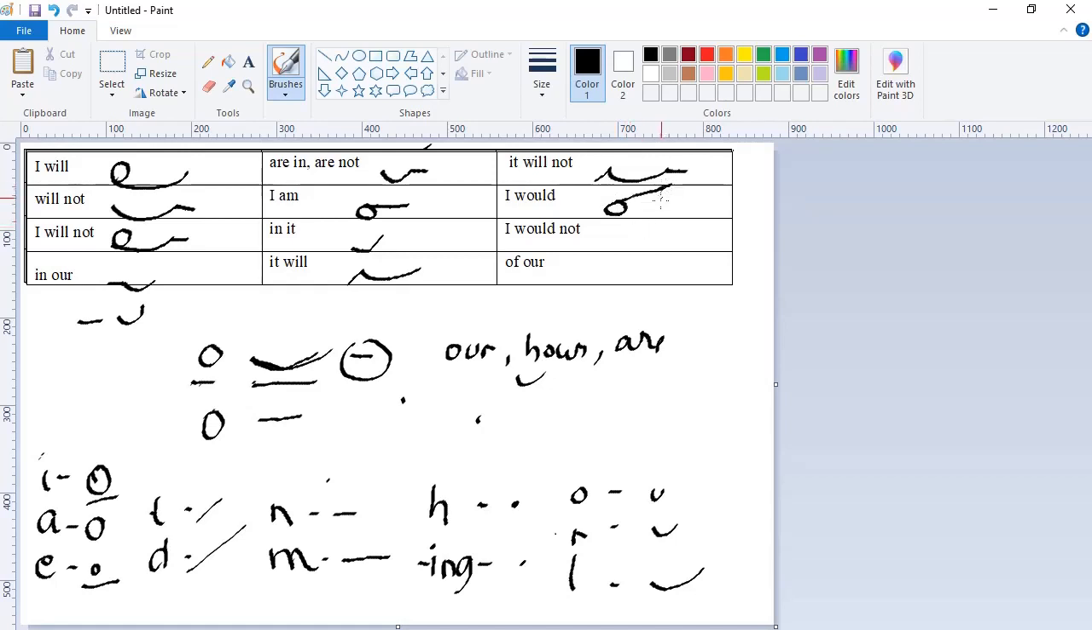I would. I would. Ma'am, isn't that "add"? Okay, if you read your module or your transcription again, "add" does not go with the thought. So the word that these strokes represent is "I would." Next, "I would not." Of our, we have "of our."